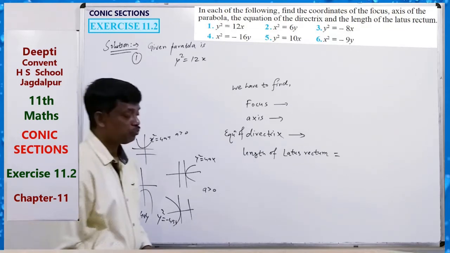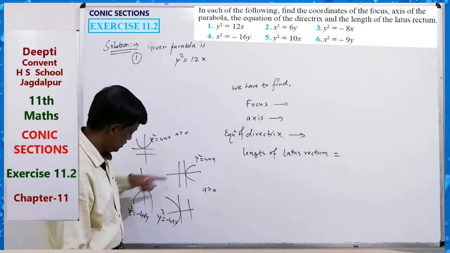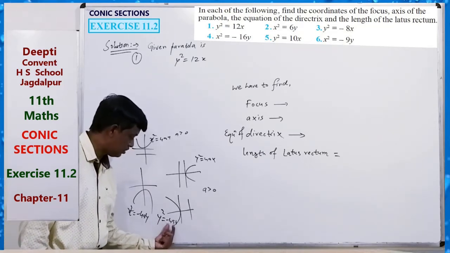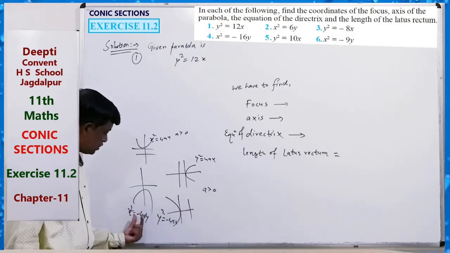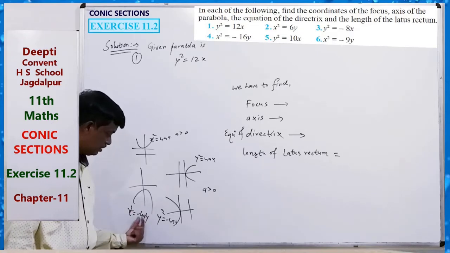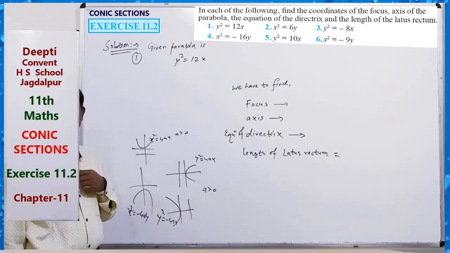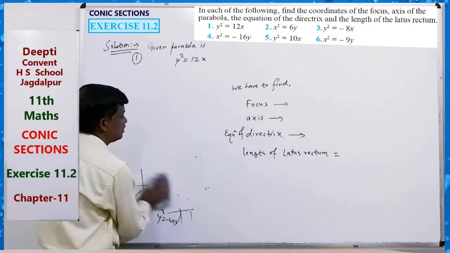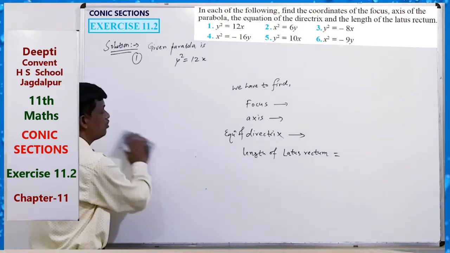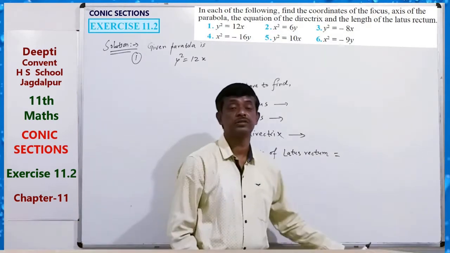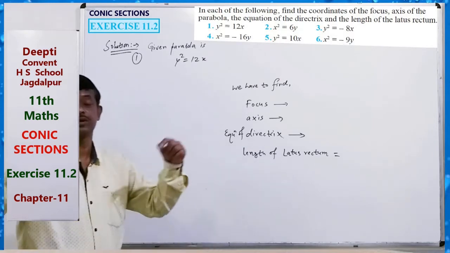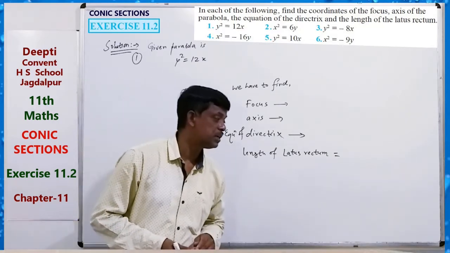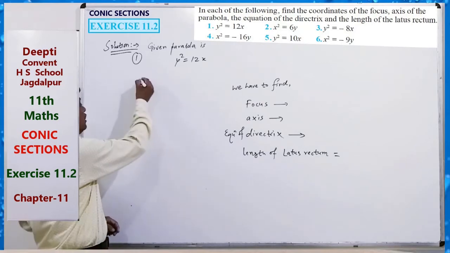Now here, if the coefficient of x is minus 4a, then left-handed. If the coefficient of y is negative, then downward parabola. So here, the given parabola is y square equal to 12x. This is of the form either y square equal to 4ax or y square equal to minus 4ax, x square equal to 4ay or x square equal to minus 4ay. So here y square equal to 12x, the coefficient of x is positive.